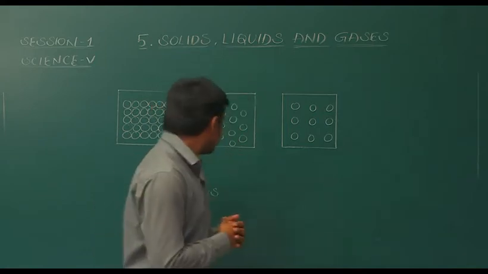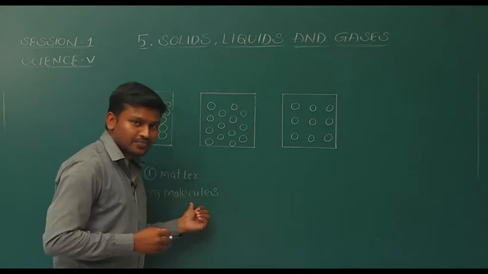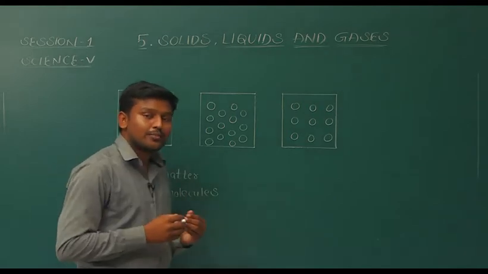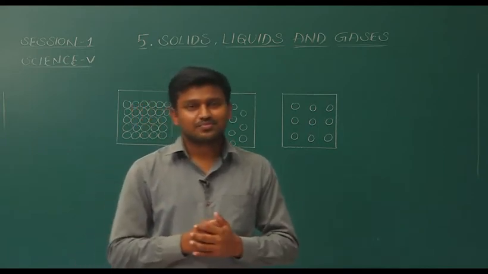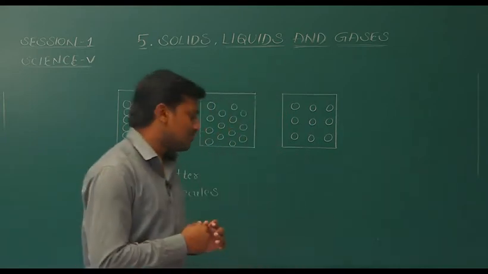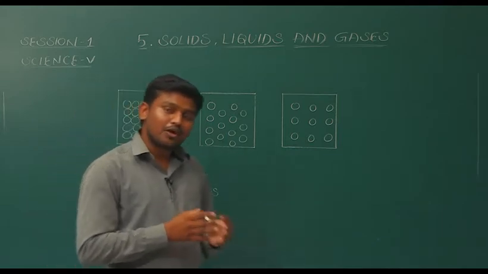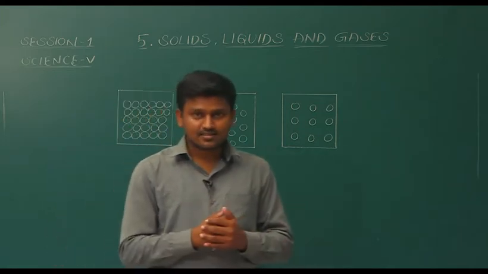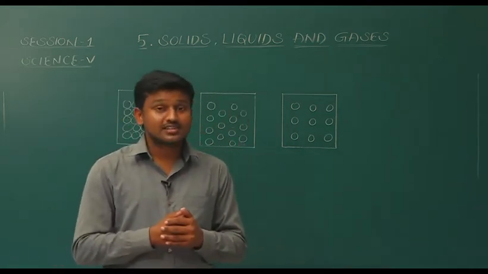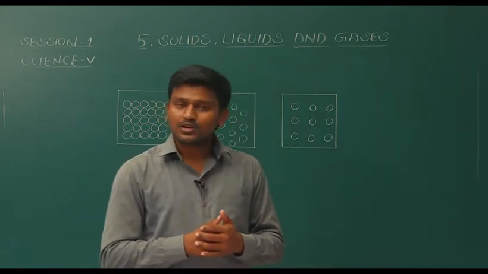And do you know, these molecules are further classified. These molecules are also made up of atoms, and those are very tiny. But here we will see only the molecules, how the molecules are arranged in solids, liquids and gases, and what causes the different states of the substances in our surroundings. So, what is that cause?